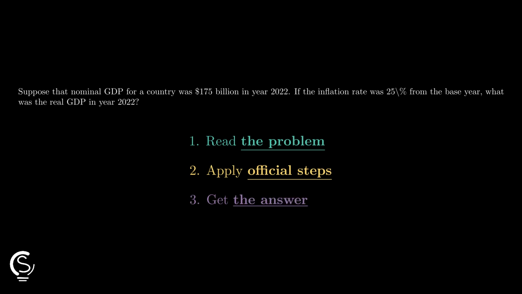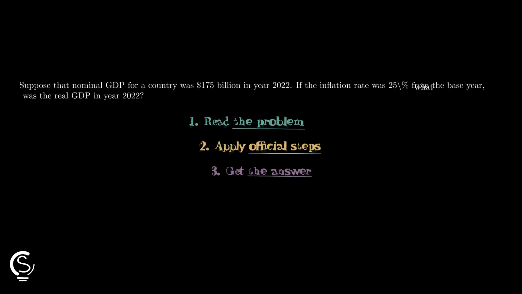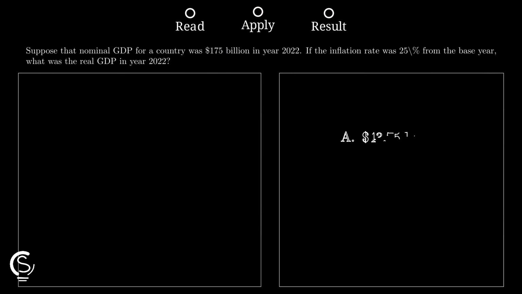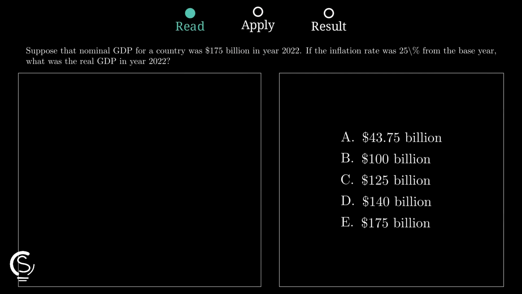Calculating real GDP from nominal values is fast with the right trick. Let's solve this inflation problem together and find the correct answer. To find the real GDP, we must divide the nominal GDP by the price deflator. First, identify that our nominal value is $175 billion for the year.